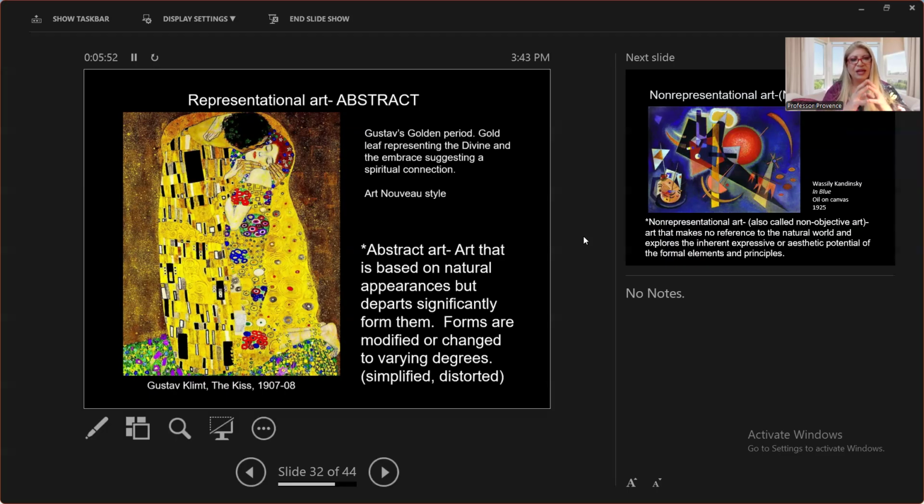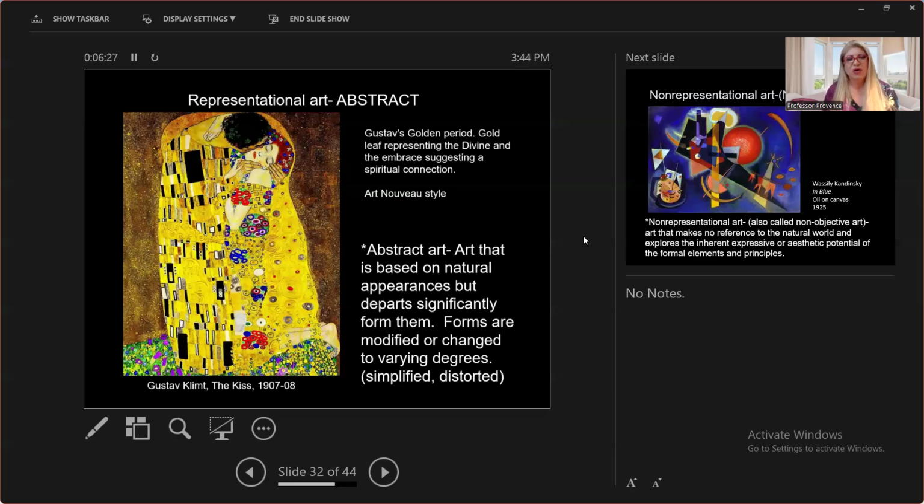So we can see that it's, yes, figurative. There's that term figurative, but figurative doesn't necessarily mean realism, because we've got these shapes that are flattened out, these colors that are pretty bold, not necessarily natural, but not unnatural, right? So this happens to be from Klimt's golden period. So the gold leaf representing the divine, and the embrace itself suggesting a spiritual connection between the two.